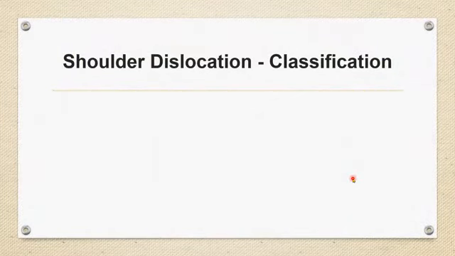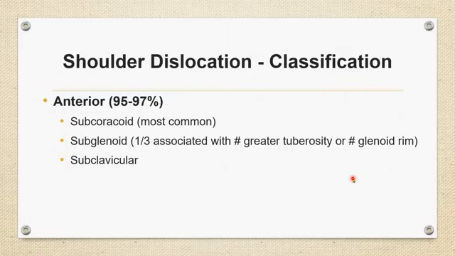So what are the types of shoulder dislocation that we face? The most common type is the anterior type of dislocation, which is 95 to 97%. Among them there are some subtypes: subcoracoid, subglenoid, and subclavicular. The other two types are posterior and inferior dislocation. The posterior type is very rare, only 5%, and the inferior type is even more rare, less than 1%, and is usually considered a subluxation.